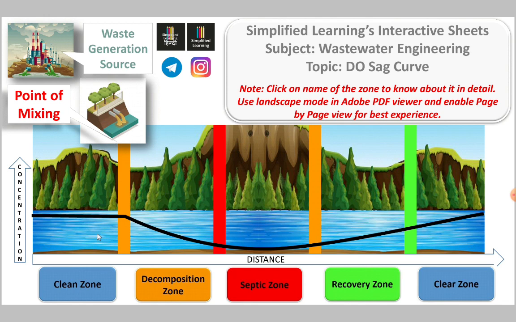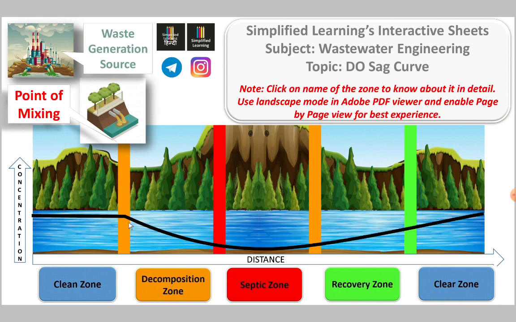As you can see on the screen, there is the waste generation source, then the point of mixing, and a river stream, a natural water stream, has been given, which shows on the y axis the concentration of DO and on the x axis the distance or the time lapse after the mixing has taken place.